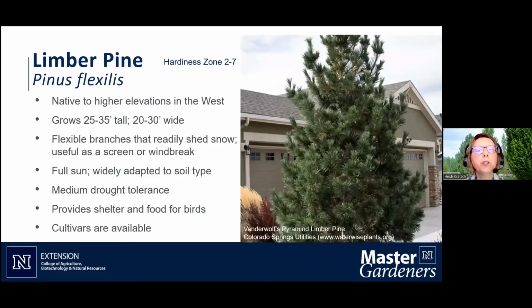Limber pine is a tree that's native to very high elevation subalpine areas in the West. This is Pinus flexilis. It grows to about 35 feet tall and 30 feet wide. It's a high elevation species that gets its name from its flexible branches. Pinus flexilis has flexible branches that readily shed snow. It also withstands high wind and can be used as a screen or a windbreak.